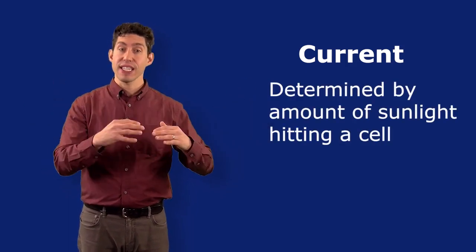Since the voltage is defined by the material and not the size of the material, all silicon photovoltaics will have this voltage, and only by wiring in series can we increase that voltage. Current in a photovoltaic is different, however, and it's related to the amount of sunlight that hits that cell.